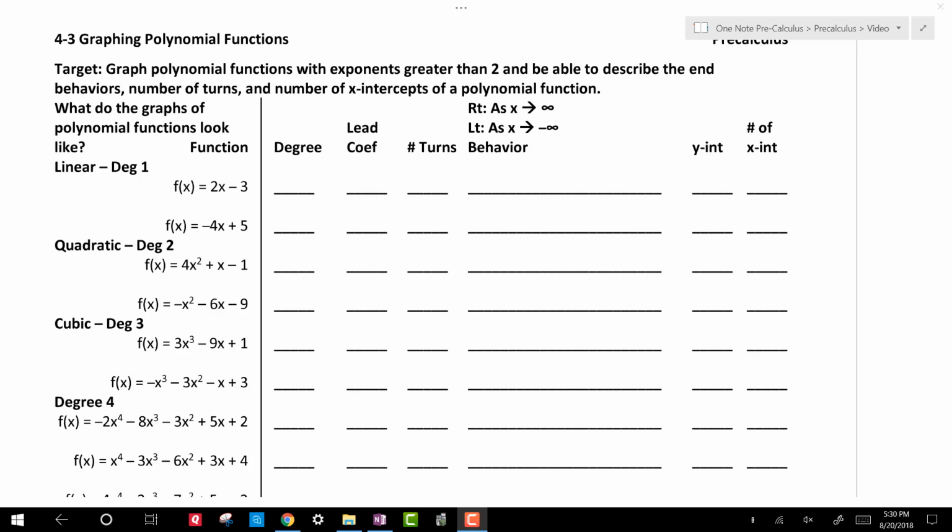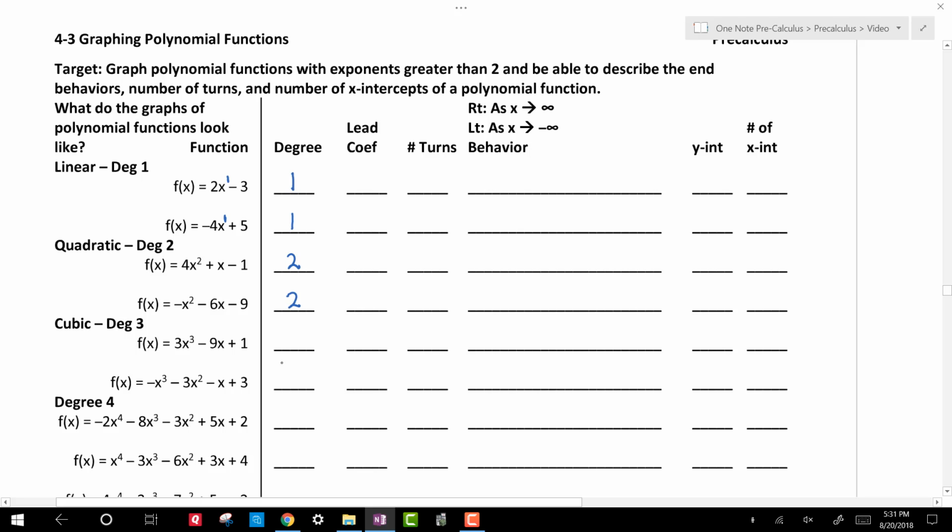Well, the degree is always the power of your biggest exponent. So the only exponent that's really here is x to the first. As you can see right there, that would be 2x to the first, so the degree is 1. On the second one, we have negative 4x to the first, so that would be degree 1. On the third one, we have degree 2. These are all quadratics, so they're both degree 2.